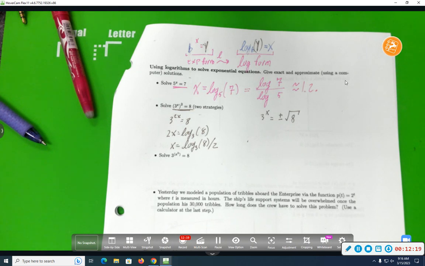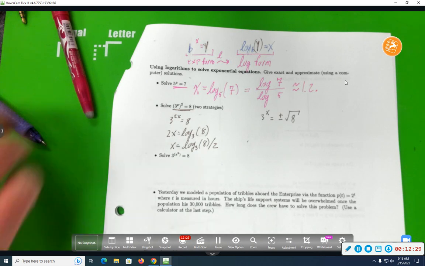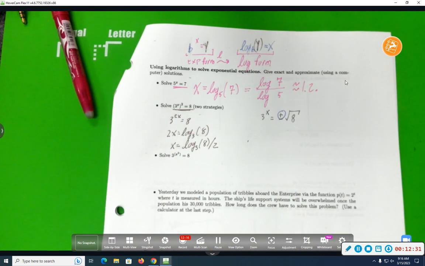Can 3 to the x ever be negative? No, exponentials are only ever positive. So do I actually care about that negative sign? No. Right. So in this case, the plus or minus subtlety goes away. All right. How would you solve that for x?